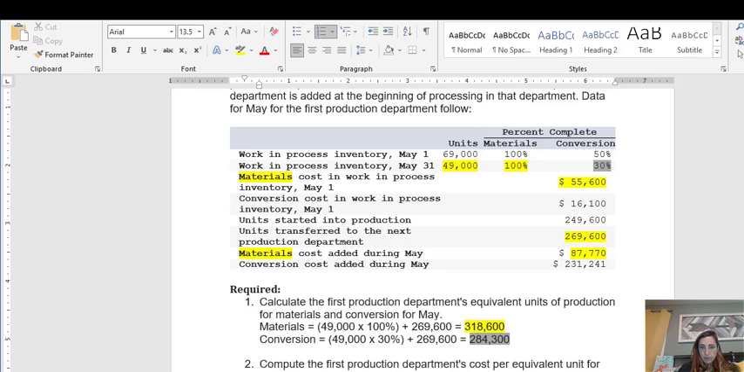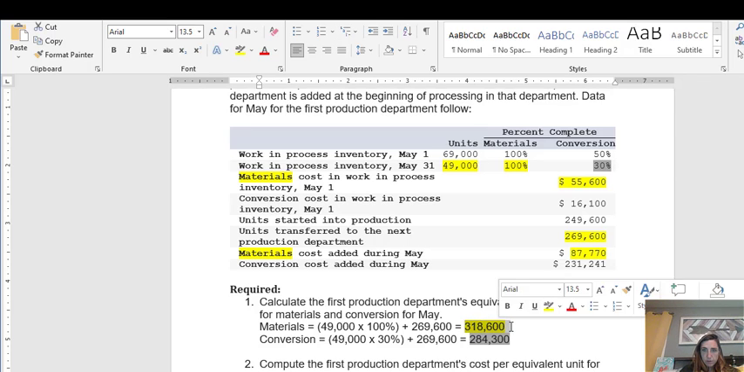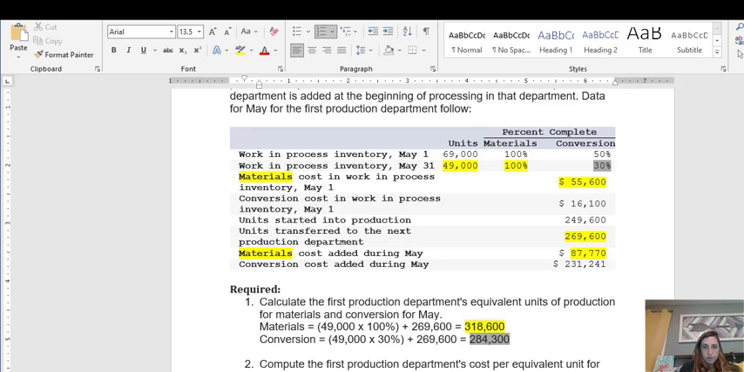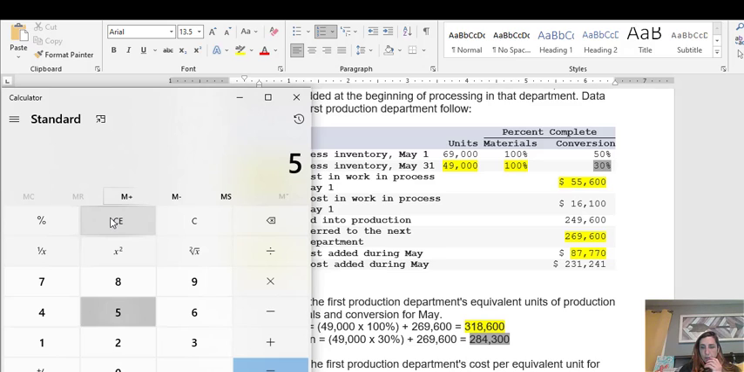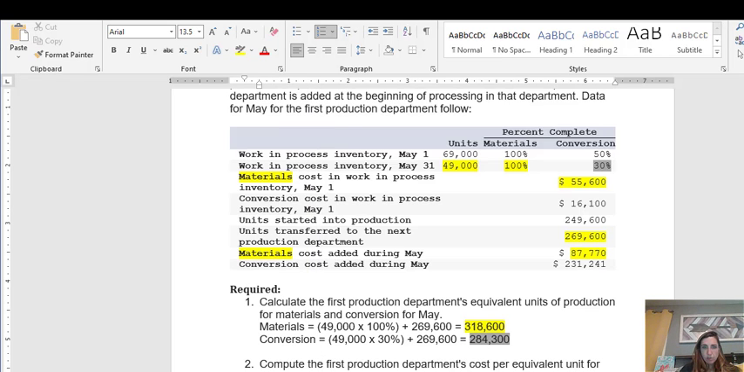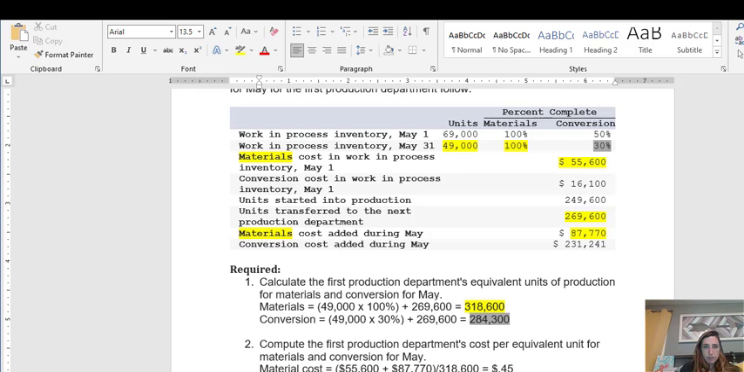And 87,770, all divided by the 318,600. This number right up here that we used right here. I'm going to highlight it with my cursor there. So then I also want to pay attention on the homework to whether it gives me any details about the rounding. That gives $0.45 per unit material cost. Each unit is costing me 45 cents in materials.